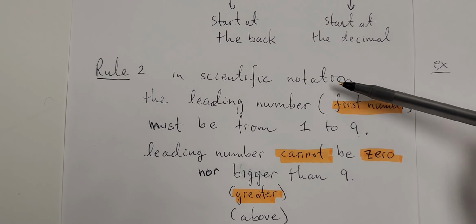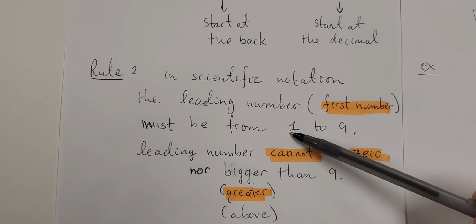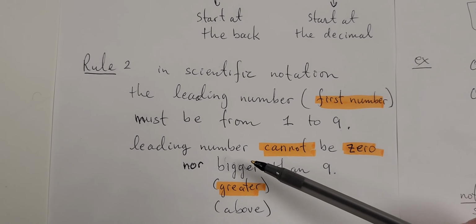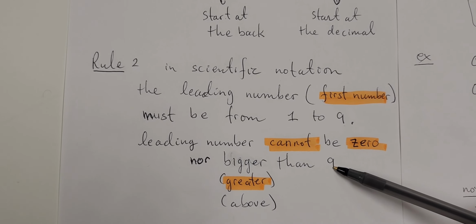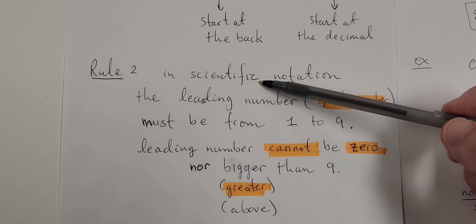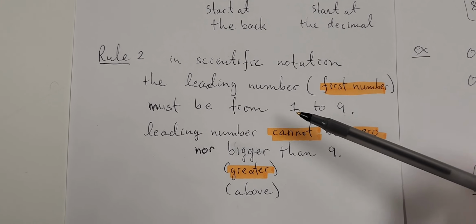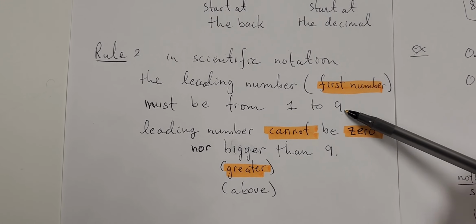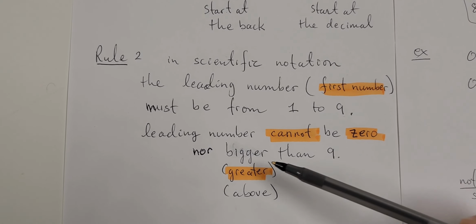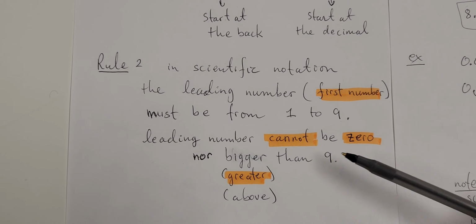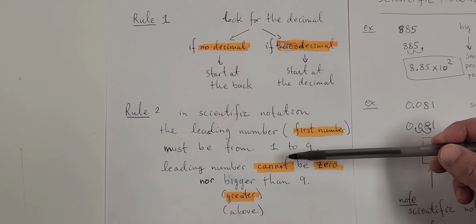scientific notation, the leading number, or first number, is from 1 to 9. The first number cannot be 0 nor bigger than 9. One more time, in scientific notation, the first number is from 1 to 9. The first number cannot be 0 nor bigger than 9. Okay, so let's use these two rules to do the examples.